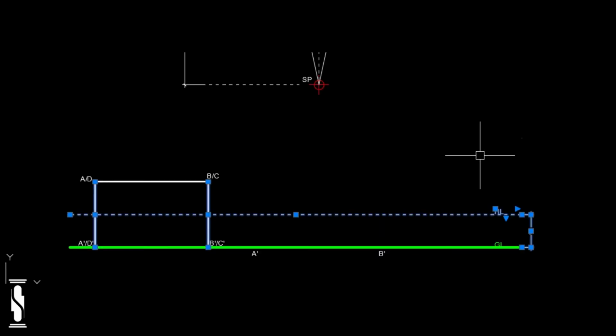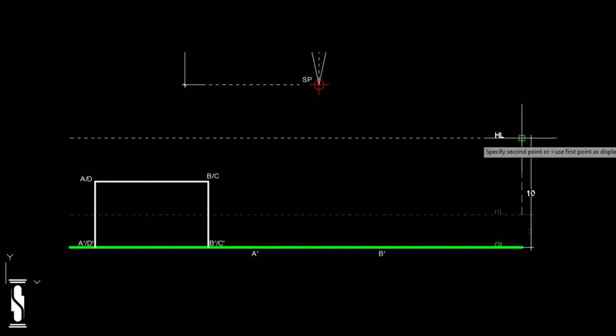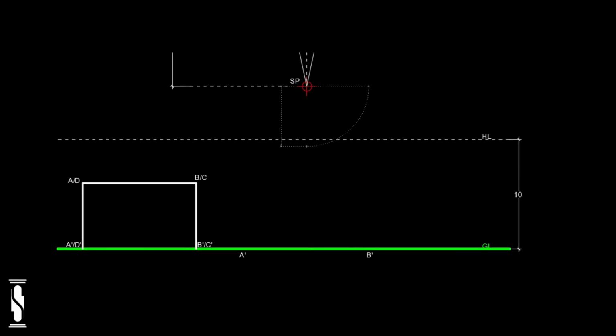Then mark the line of horizon at eye level above the ground line. Now, drop a vertical line on line of horizon from station point. Wherever both lines intersect, mark that point as vanishing point, denoted as VP.